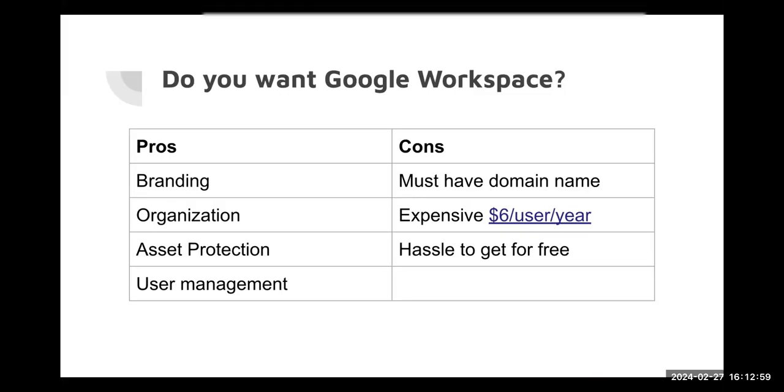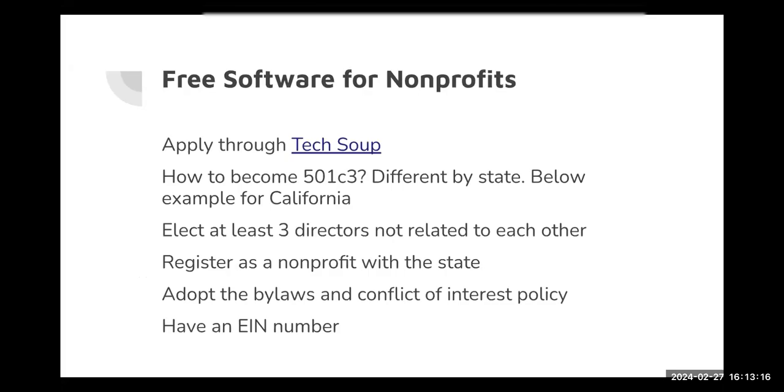That's a yearly payment. And someone's name needs to be attached to that. Like Jacob was saying, it's expensive, $6 per user a year, and it's a little bit of a hassle to get it for free, but you can get it for free. And that's with TechSoup, as Jacob also mentioned.